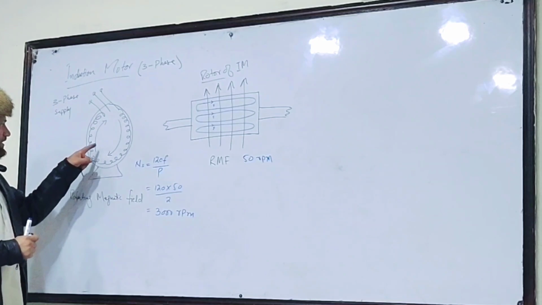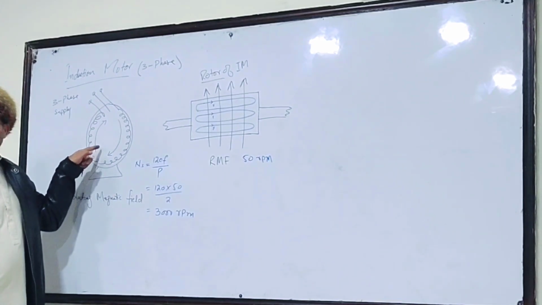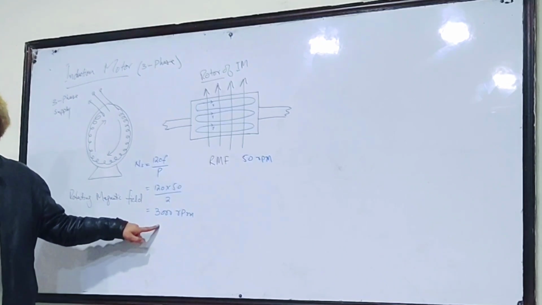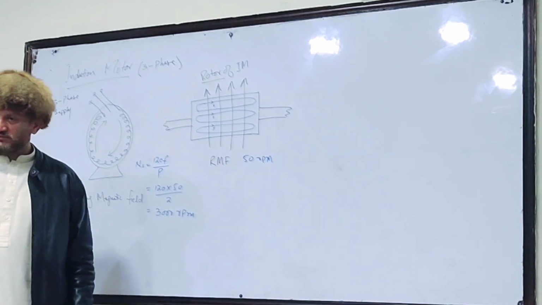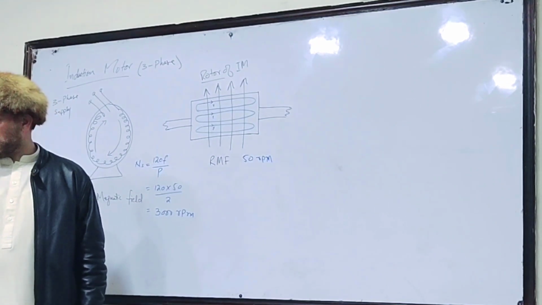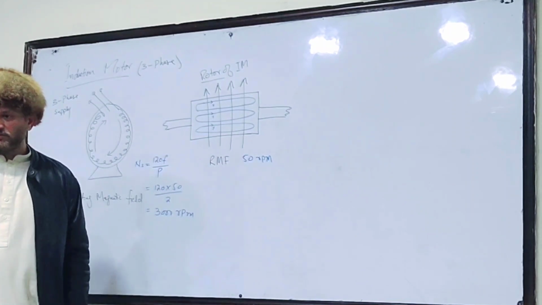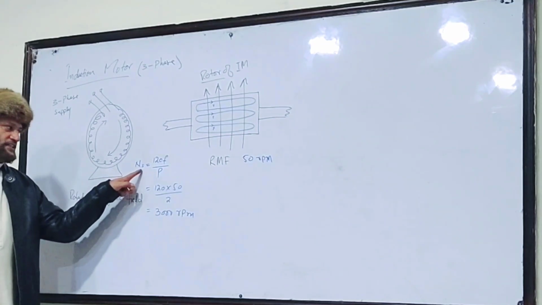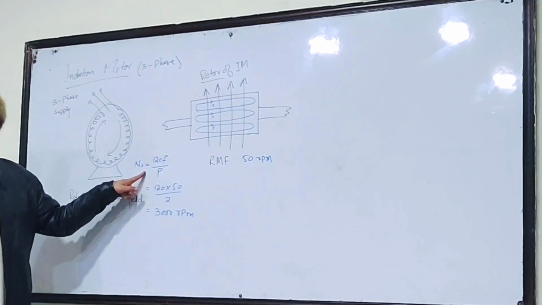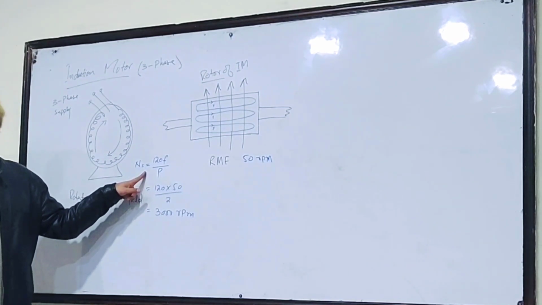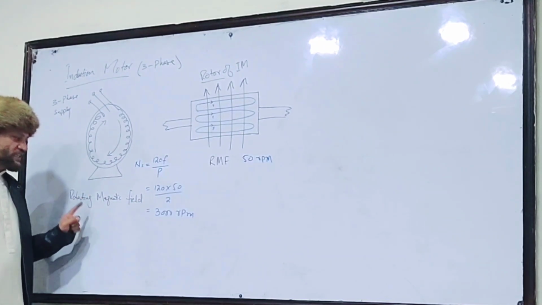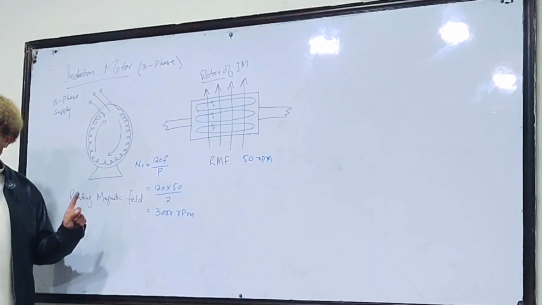Now look at over here. The speed of the rotating magnetic field was 3000. It never changes with this rotor or this rotor rotation. It is constant. That is why it is called NS, synchronous speed. Synchronous speed never changes. So the speed of the rotating magnetic field never changes.